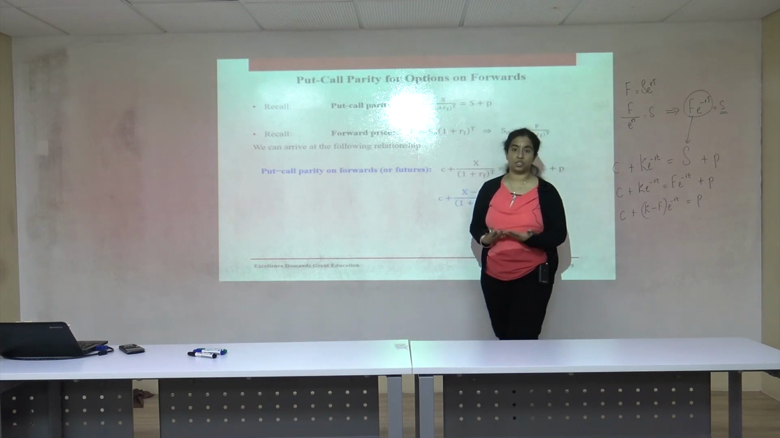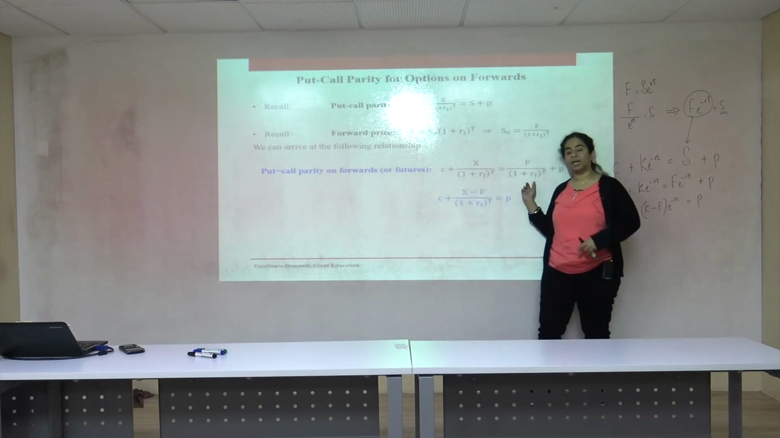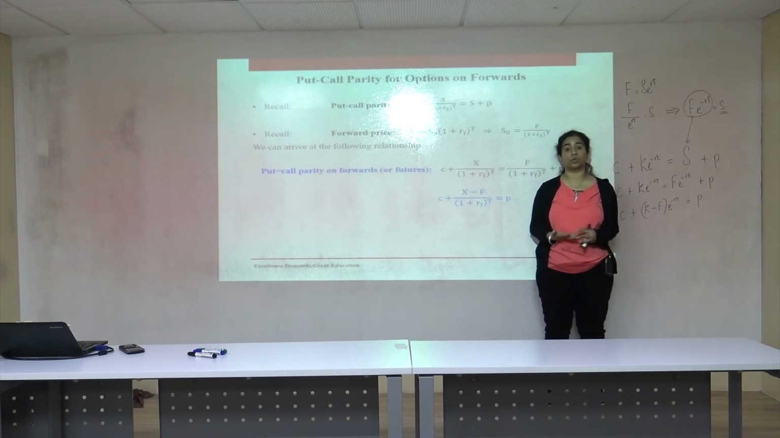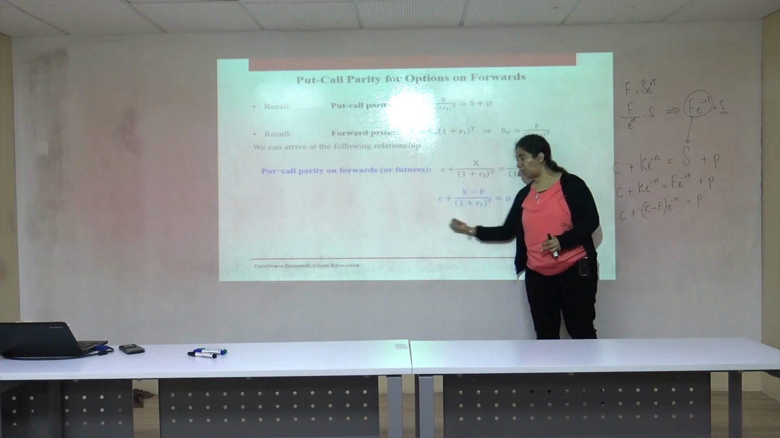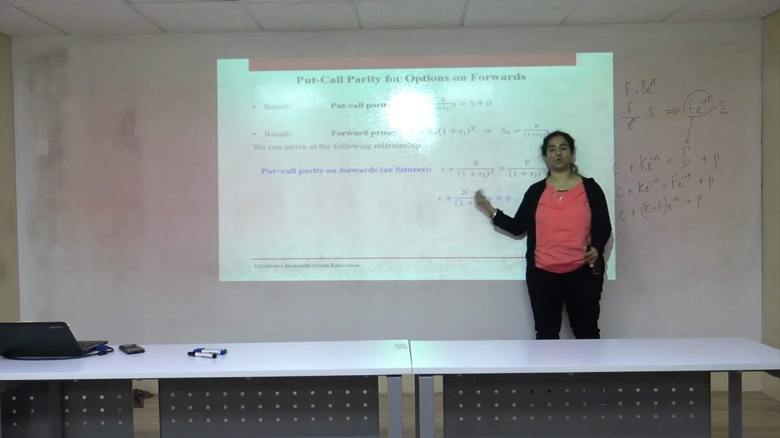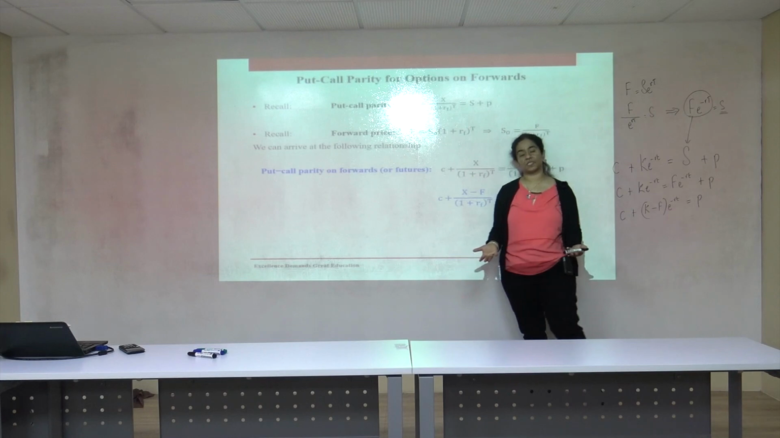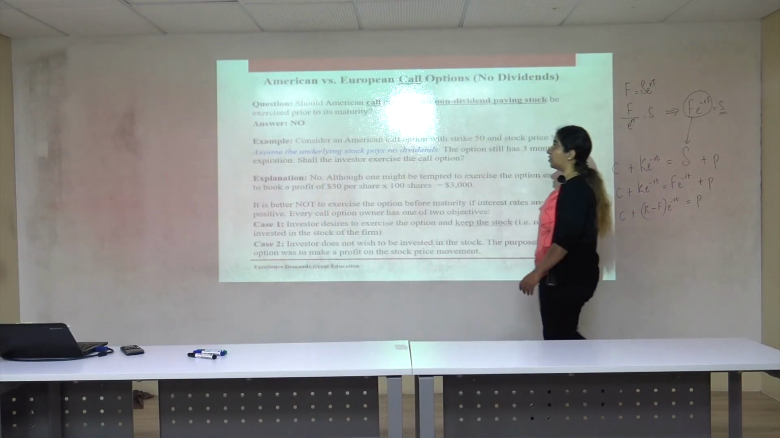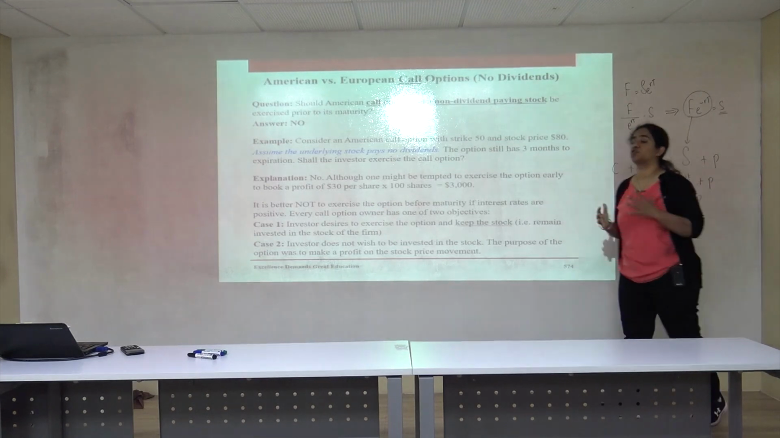How will they test me on this, Sheila? So they will just give you the components and ask you to solve for the missing one, or they'll ask you to do arbitrage. So if you have these components, they should equal this. If not, there is a disparity on both sides. You found arbitrage, there is a mispricing. Cool? All right, so we're now moving on to American versus European call options, no dividends.